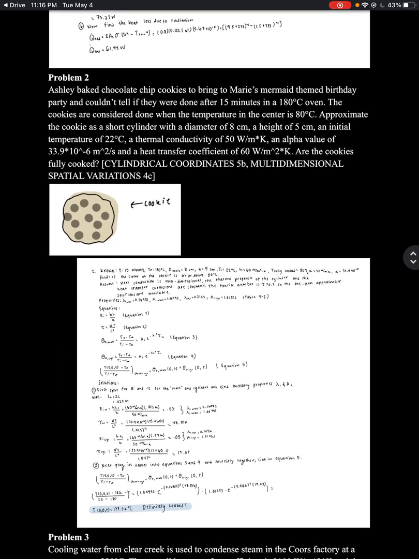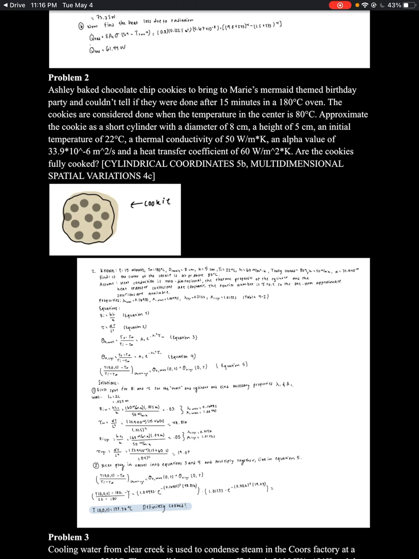That brings us to problem 2, where Ashley is baking chocolate chip cookies to bring to Marie's mermaid-themed birthday party. And she couldn't tell if they were done after 15 minutes, but joke's on her, they were only supposed to be in there for 7 minutes, so we'll see how this turns out.